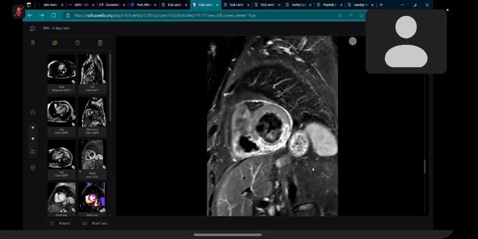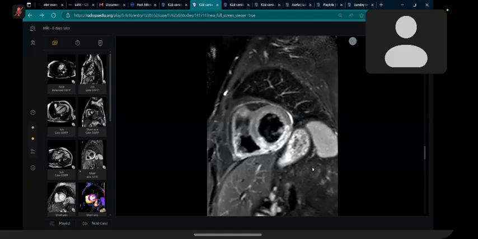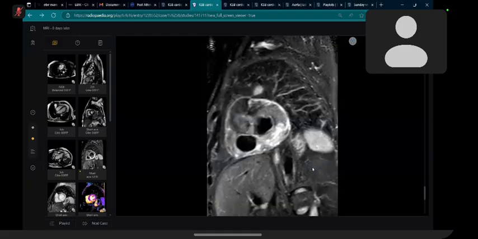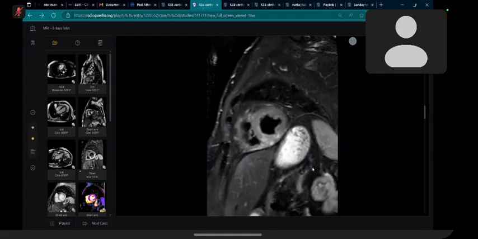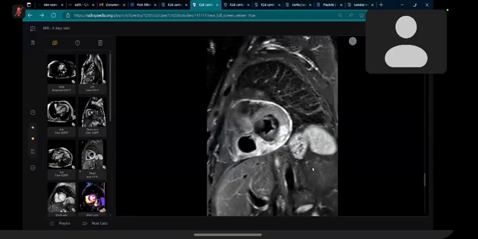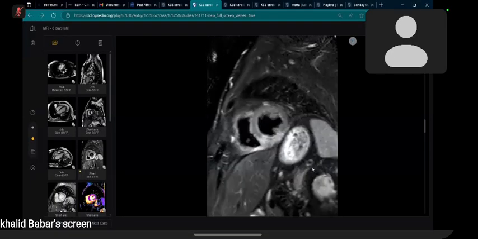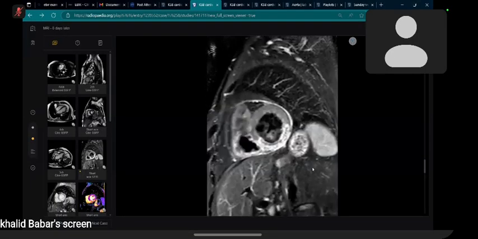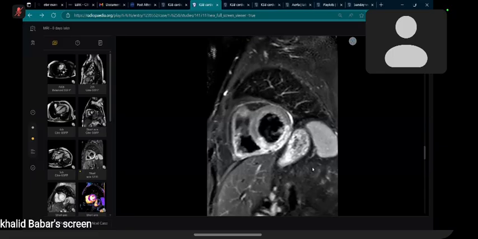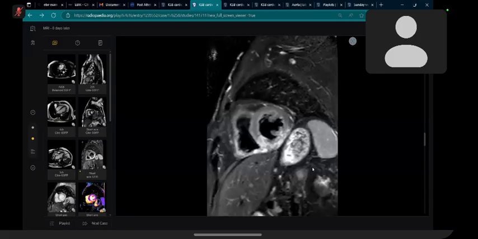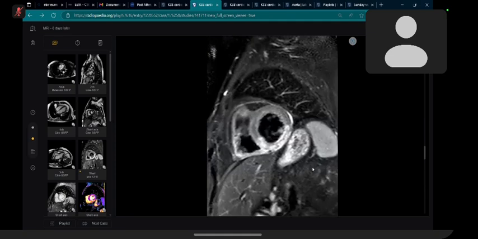Yes, this is a STIR sequence, short axis, that showed that there is increased signal intensity seen in the inferior wall and in the inferior lateral wall of the myocardium of the left ventricle, which are representing edematous changes. And I can also see that there is increased signal intensity also within the right ventricle, these representing edematous changes.